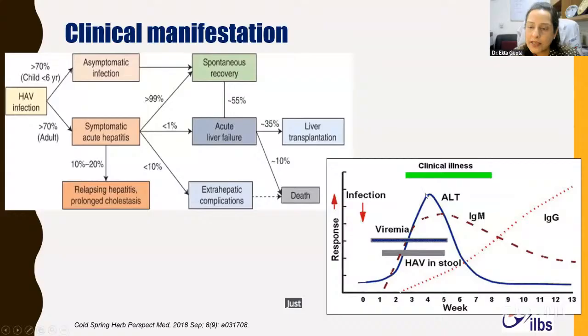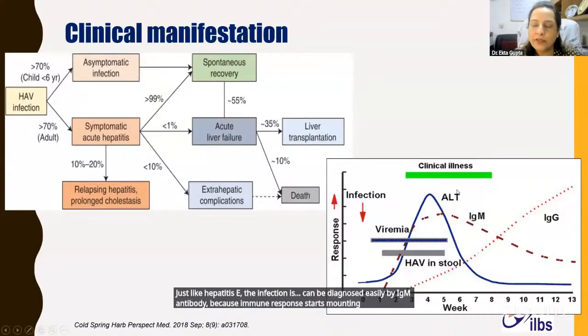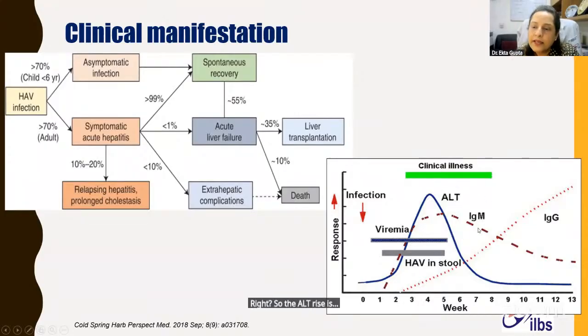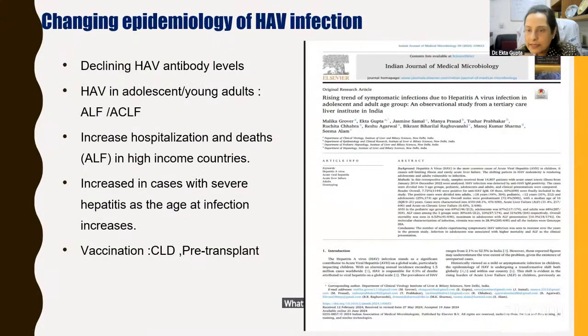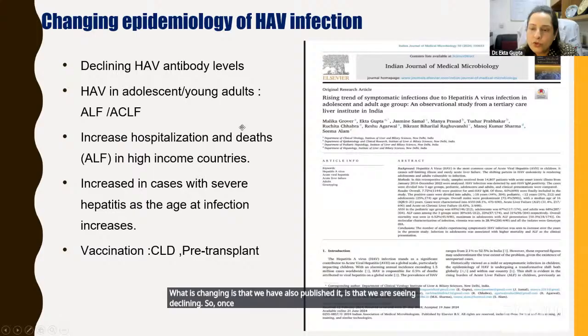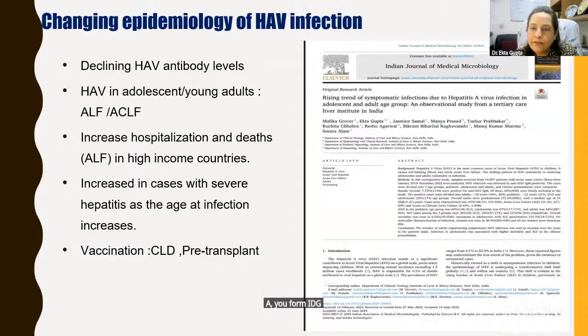Just like hepatitis E, the infection can be diagnosed easily by IgM antibody because the immune response starts mounting, and that is the peak of the liver damage. So the ALT rise can be easily tested by IgM antibody response in the blood. So it's a very simple test to do. What is changing, as we have also published, is that we are seeing a decline. Once you are exposed to hepatitis A, you form IgG and it gives you lifelong protection. This kind of IgG is neutralizing.